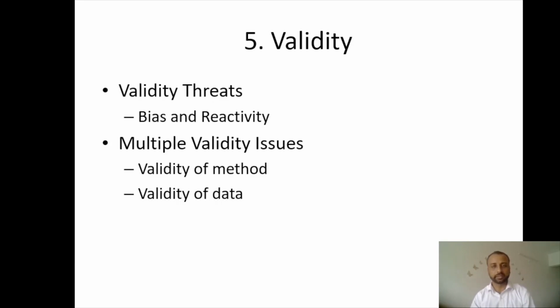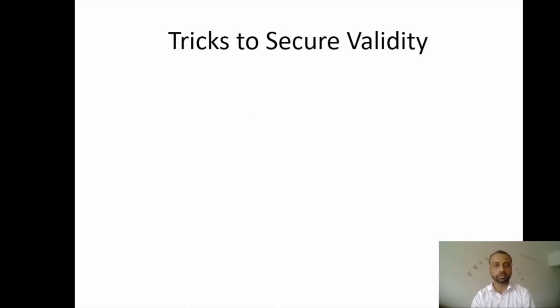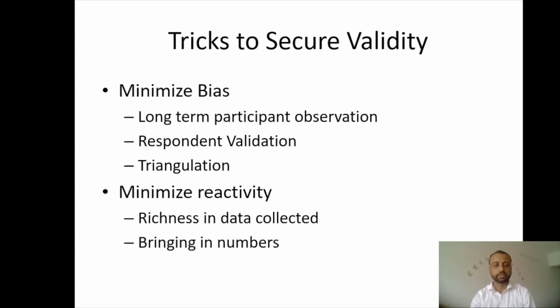So the validity of the method can be improved by using a technique called triangulation. We'll talk about it. Other than triangulation, there are multiple other tricks that a lot of researchers have shared in order to minimize the bias and reactivity. The first most common technique suggested to the researcher is long-term participant observation.